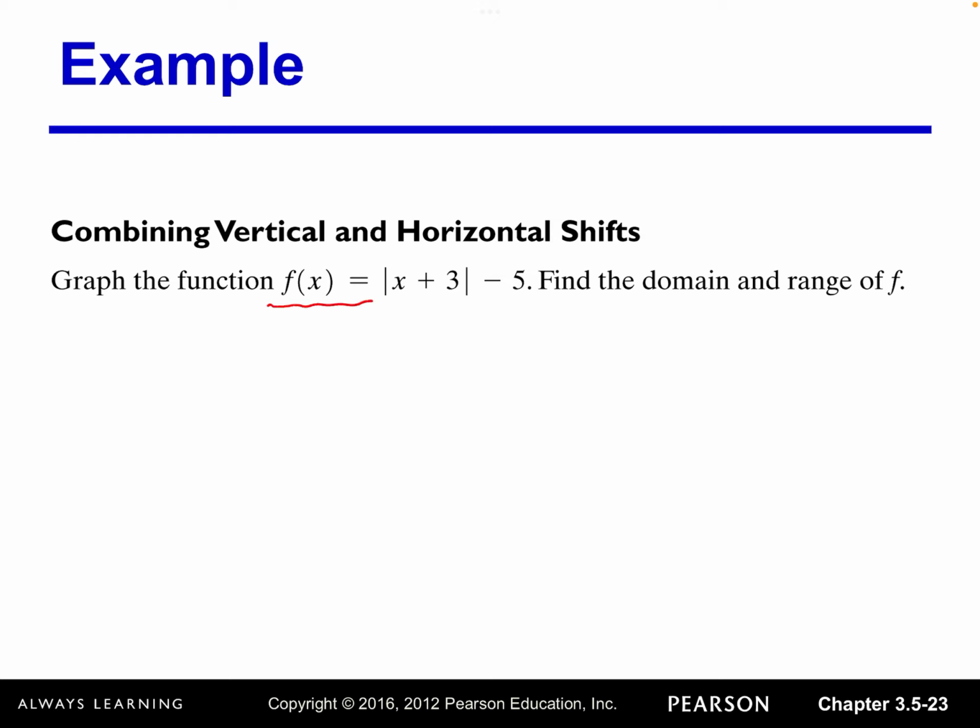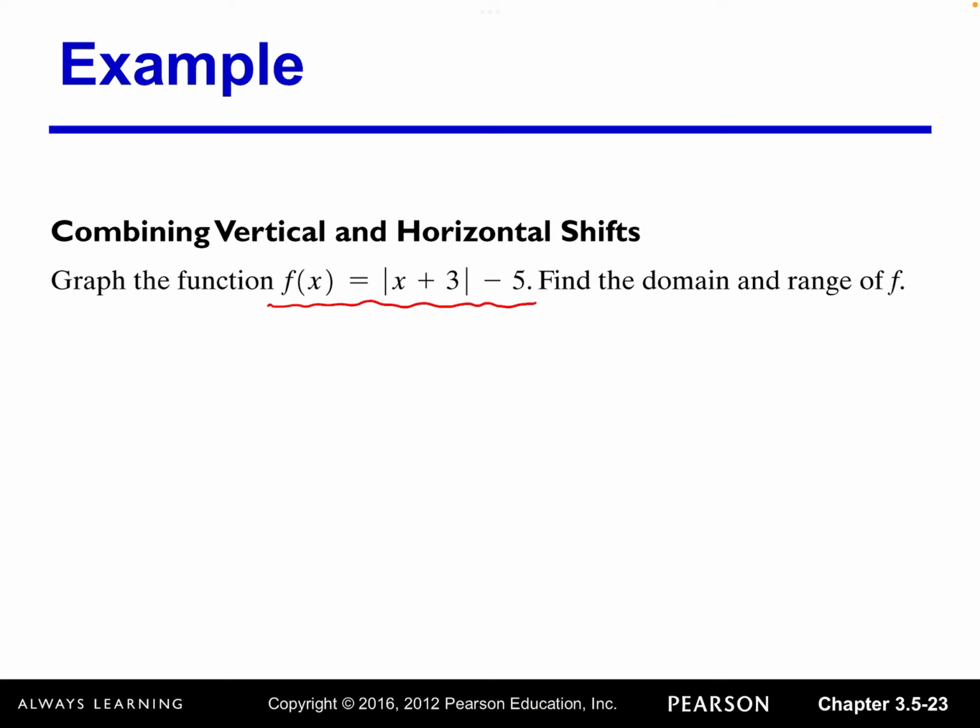f of x equals absolute value of x plus 3, minus 5. And I ask you to graph this function and then find the domain and the range of the function. So where to start? First, given this function, you need to find the key function in our library. Okay, so where do we want to start?